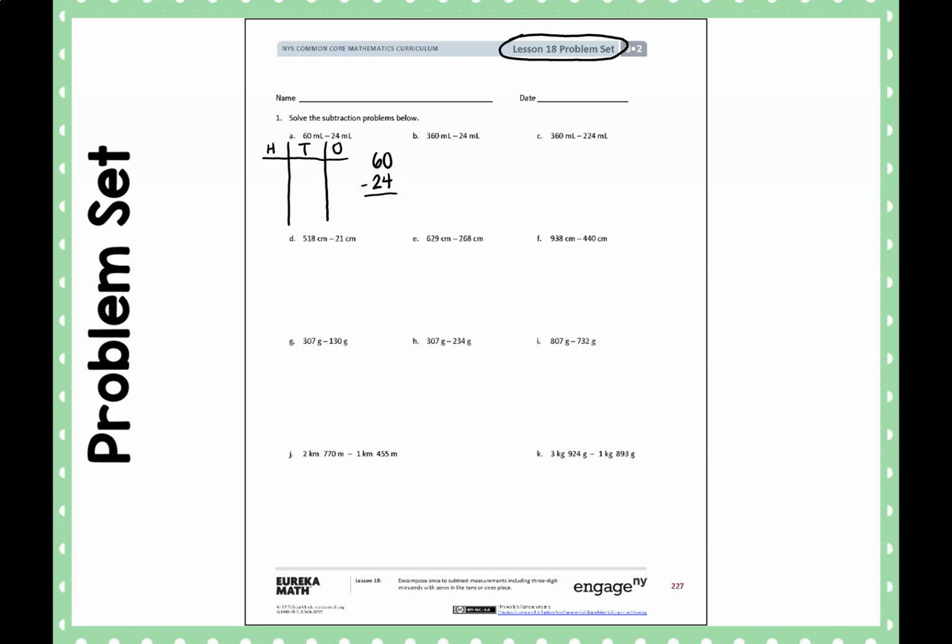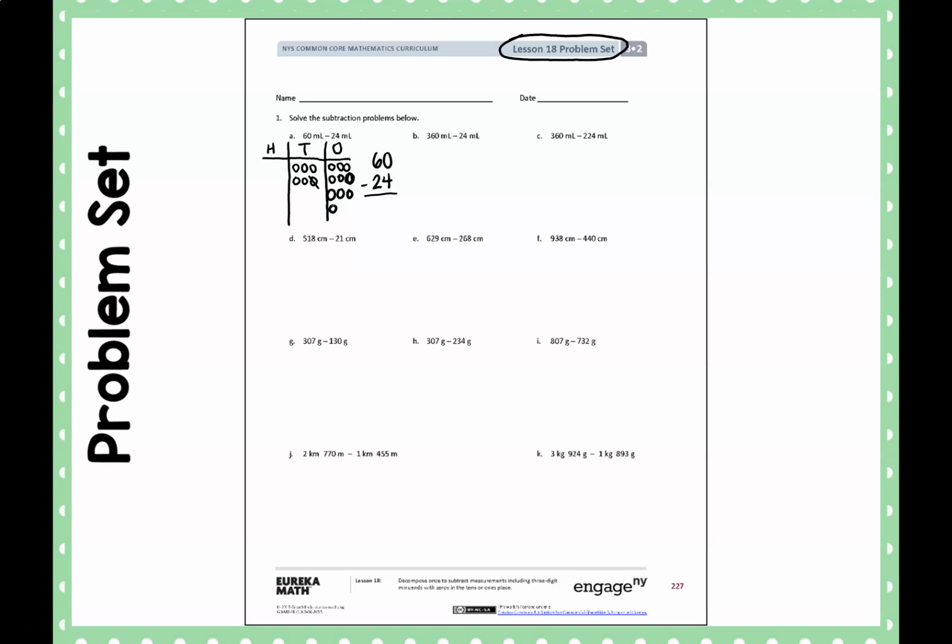Okay, so let's go ahead and build that 60. We don't need to do 24, just the first number. So I have 0 ones, 6 tens. Okay, so in the ones place I have 0 and I need to take away 4. I can't take away 4 from 0, so I have to go next door and ask the tens if I can borrow. So I'm going to cross out a 10 and turn it into 10 ones. 6, 7, 8, 9, 10.